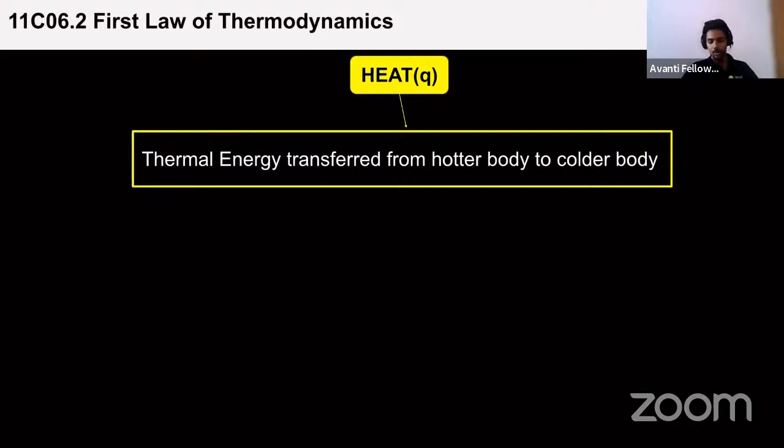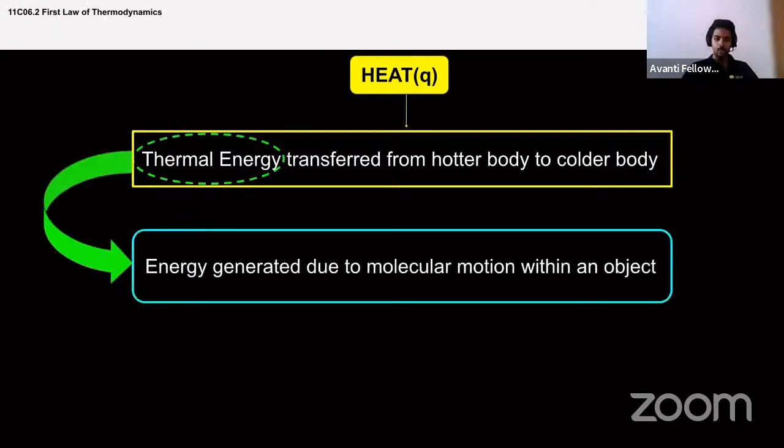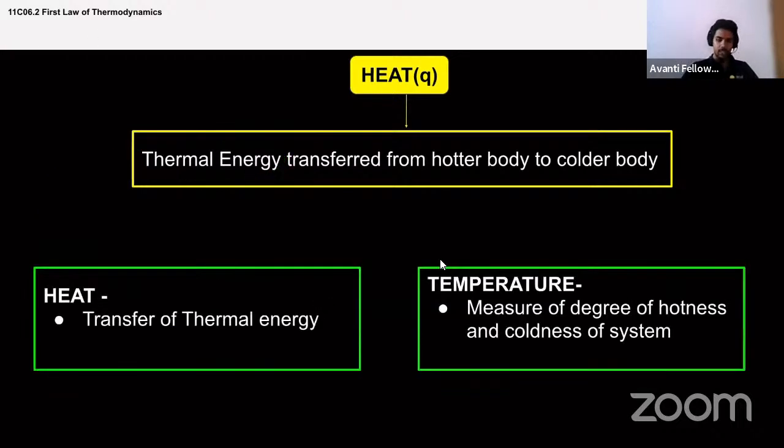Thermal energy is transferred from a hotter body to a colder body, right? You know this. Energy generated due to molecular motion within an object. Heat is nothing but a transfer of thermal energy, and temperature is nothing but a measure of the degree of hotness and coldness of a system. If the temperature is high, that means the body or the system is hot, that means the internal energy of the system is high. If the internal energy of the system is low, that means the system is cold.